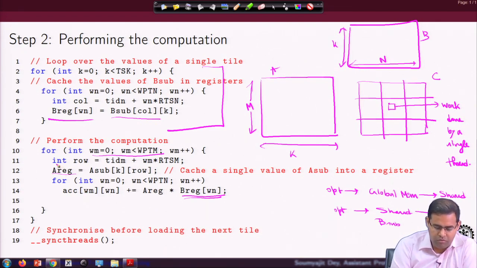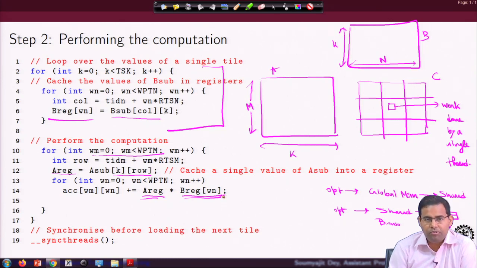Inside this for loop, first it computes the row index, then it uses the row index to compute what value is to be loaded from the A sub shared memory, using this index for which row and k is getting computed. Then it keeps that value constant and multiplies it continuously with these BREG values.